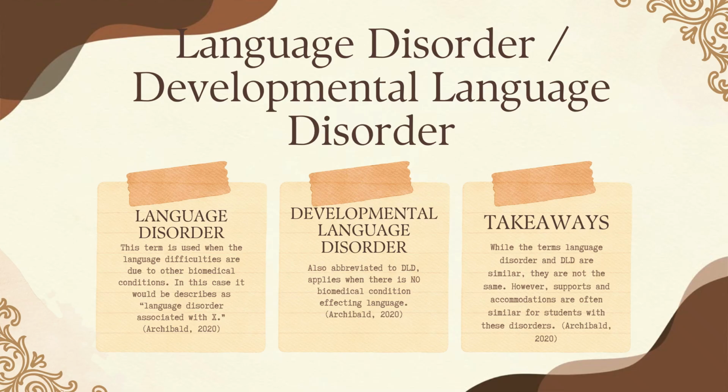Whereas a developmental language disorder, which is commonly abbreviated to DLD, is used when there is no biomedical condition affecting language. So in order for a student to be diagnosed with a developmental language disorder, they first have to go through the process of eliminating any possible condition that could affect language. So overall, while the terms are similar, they are not the same. However, the supports and accommodations that are used to help these students are often extremely similar, if not the same.